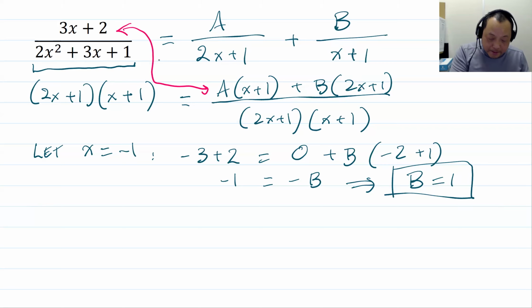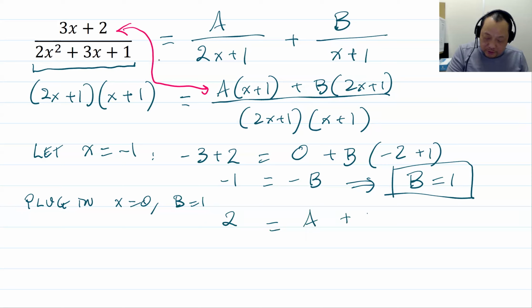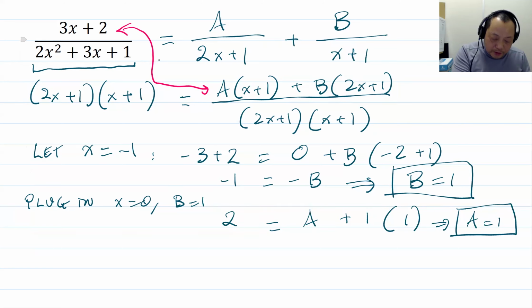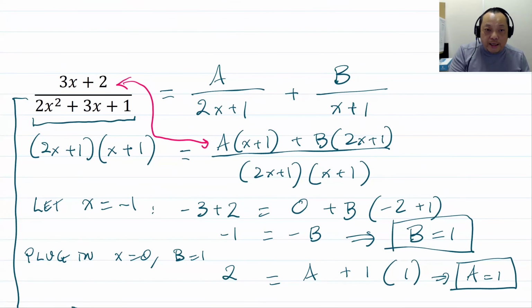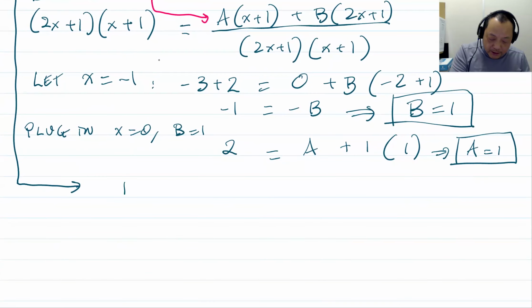And I plug back in with x equals 0, b equals 1. Then on the left, I have 2 is equal to a plus 1 times 1. Then a is also equal to 1. So the given function is equal to a over 2x plus 1 plus b over x plus 1, and both a and b are equal to 1, so it's like this.